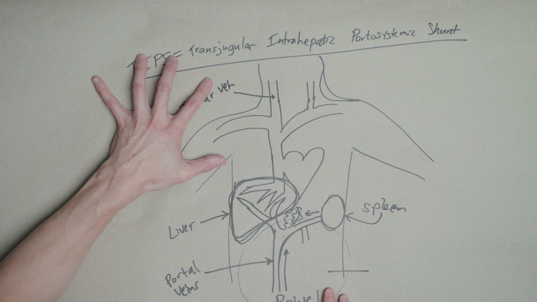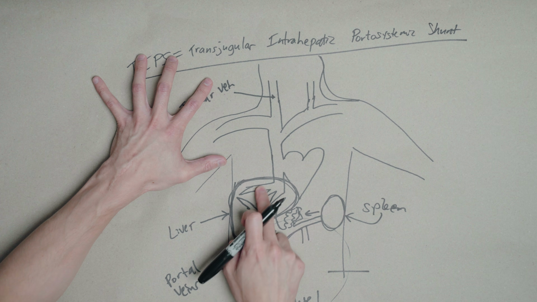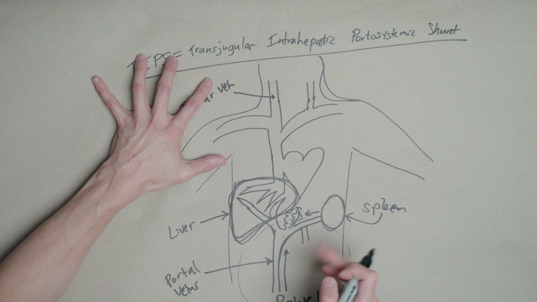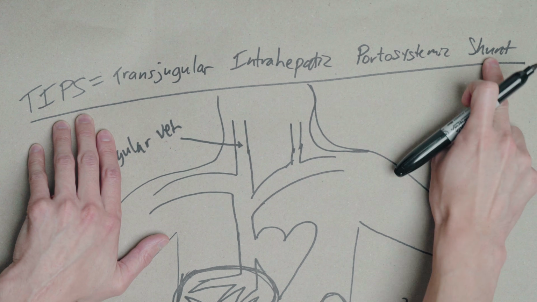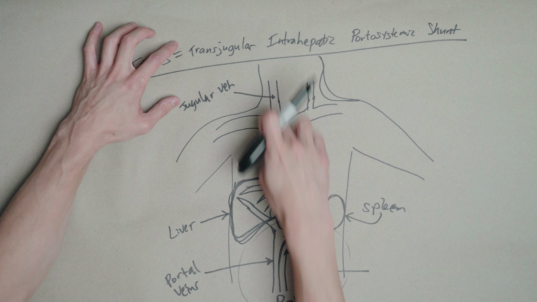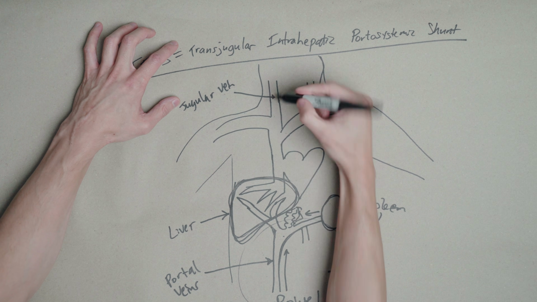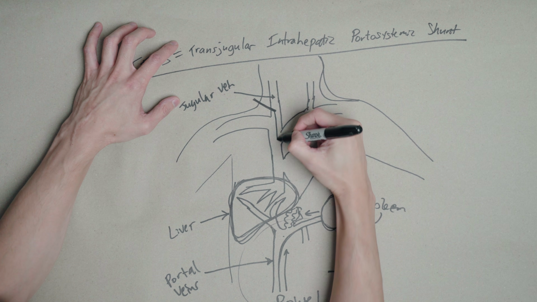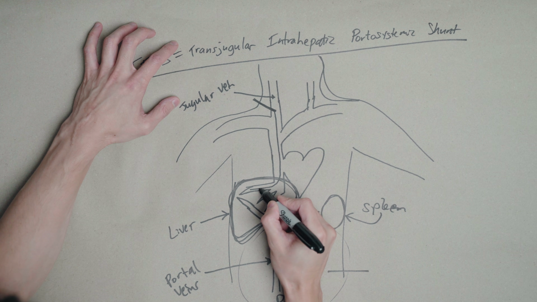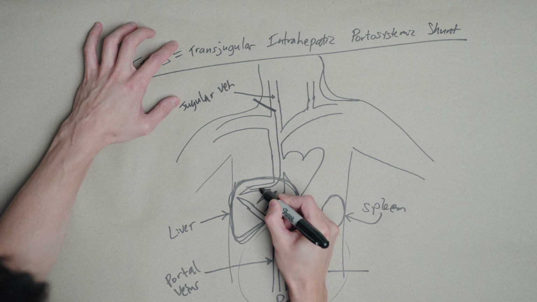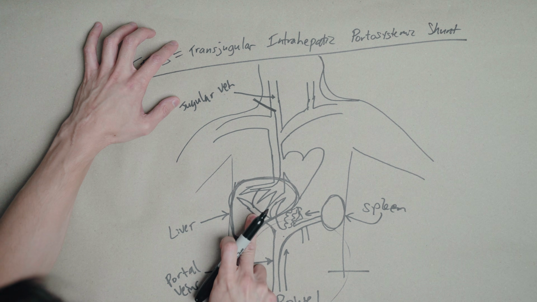In order to fix the problem, what we want to do is create a bypass channel that bypasses the liver. And that's called a TIPS, or a transjugular intrahepatic portosystemic shunt. The transjugular portion means we're going to enter the body through the jugular vein. Once we have access, we'll put a wire down and we'll go into the right hepatic vein here. We'll then be able to poke through with a long needle and enter the right portal vein.